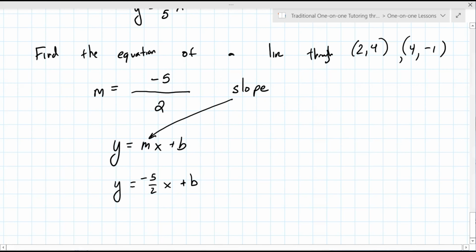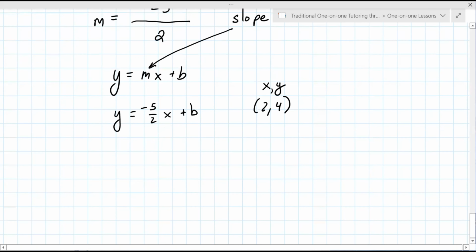Okay, now we're going to use this point 2, 4. Is 2 the x value or the y value? The x value. x always comes before y, in the alphabet and in ordered pairs. What number are we going to put in for y? 4. What number are we going to put in for x? For x right there, 2.